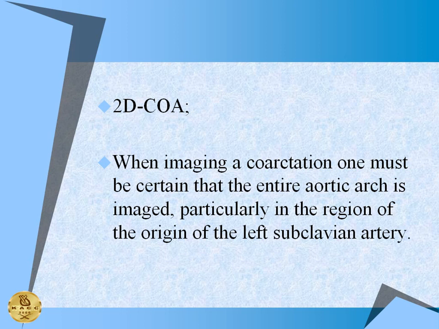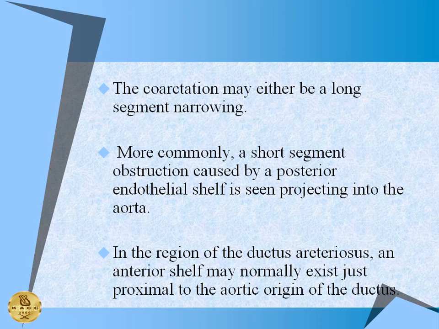2D echocardiography for coarctation. When imaging a coarctation, one must be certain that the entire aortic arch is imaged, particularly the region of the origin of the left subclavian artery. So you can never say that there is no coarctation unless you have seen the entire arch and you have seen the last branch and a bit distally to it, to be sure that you really did not miss a coarctation in your echocardiogram.